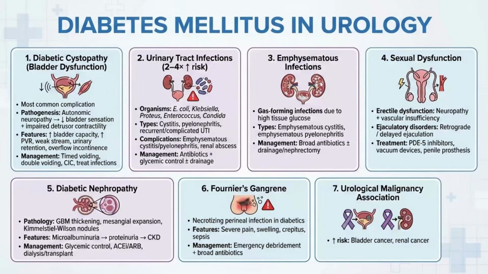Similarly, there could be a higher degree of infection due to gas-forming organisms, which may lead to emphysematous cystitis and emphysematous pyelonephritis. Also sexual dysfunction such as erectile dysfunction and ejaculatory dysfunction. Diabetic nephropathy, because of glomerular basement membrane thickening and mesangial expansion, leads to proteinuria and CKD. Fournier's gangrene is a necrotizing perineal infection, and emergency debridement would be required. And there is an association of bladder and renal cancer with diabetes as well.